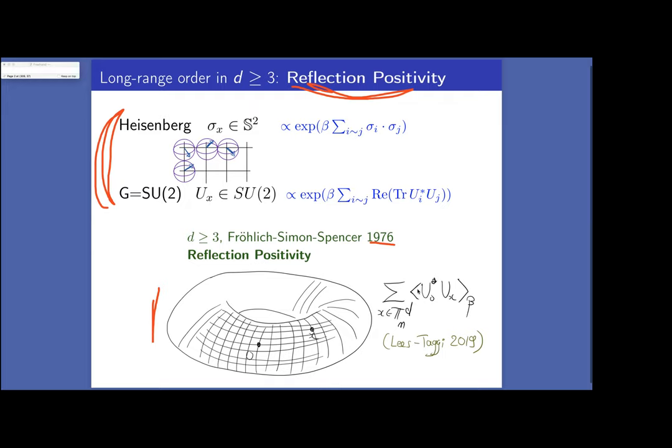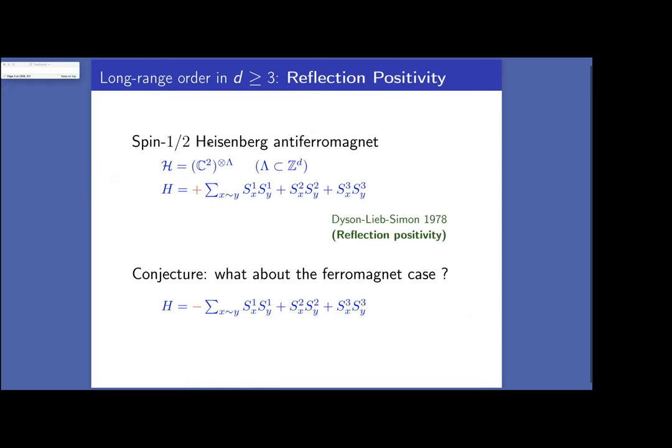A second slide about reflection positivity, which is maybe what this audience would be the most interested in, but you already all know about this, is the case of quantum spin systems. So here I very shortly defined the spin one half Heisenberg anti-ferromagnet. The only thing I want to emphasize is that since 1978, by using the same reflection positivity, it is known in this quantum case that there is a long range order in dimension d equals 3 and higher. But since then, as far as I know, it's completely open to prove the same statement in the case of the ferromagnet Heisenberg quantum model.